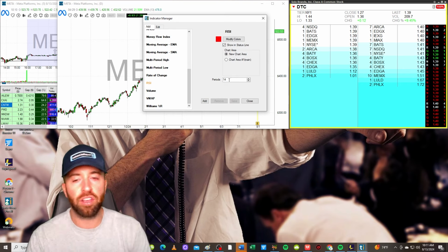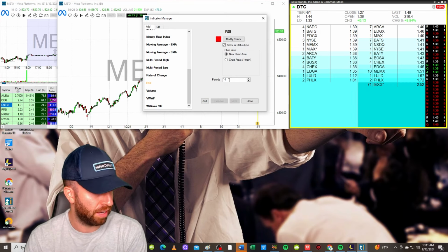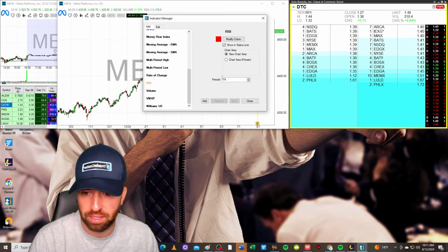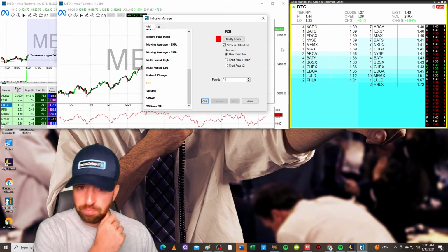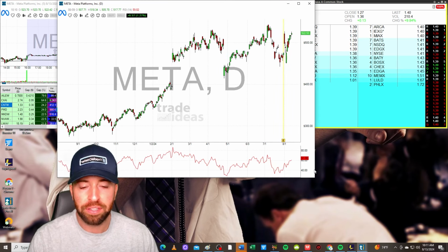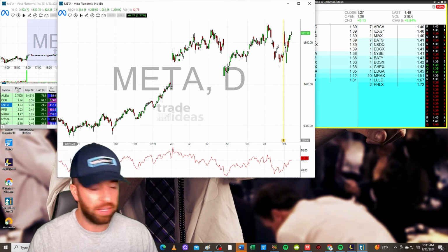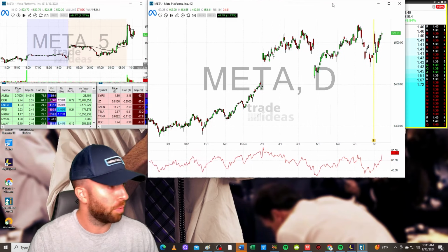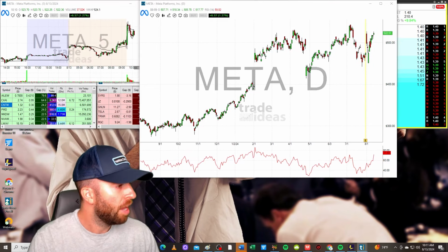The RSI is always going to be set to 14. That's just the default. So always set it to 14. Then we click add. Now what we could see here over on Meta is going to be a little box underneath. I'm going to move this off a little bit more towards the side so I'm not blocking it whatsoever.